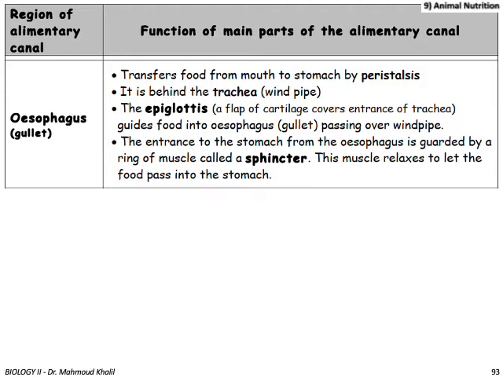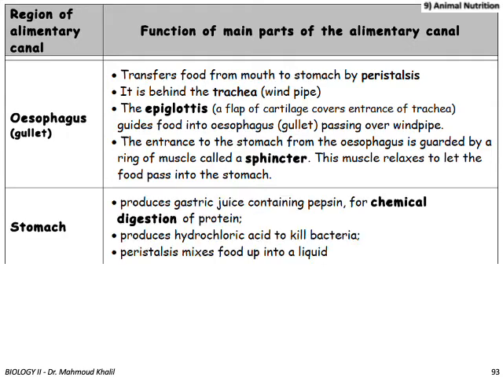The esophagus, or the gullet, only functions for transferring the food from the mouth to the stomach by a process called peristalsis. It is behind the trachea, which is the windpipe. There is an epiglottis, a flap of cartilage that covers the entrance to the trachea, which prevents the food from entering the windpipe. And it guides the food into the esophagus by passing over the windpipe. The entrance to the stomach from the esophagus is guarded by a special ring of muscles called a sphincter. This muscle relaxes to let the food pass into the stomach.